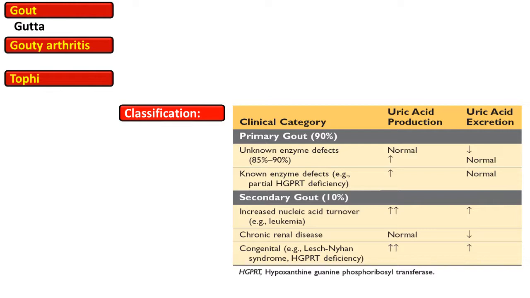Then secondary gout, which is responsible for only 10% of the cases, will result from certain conditions such as increased nucleic acid turnover, such as in leukemia, in which there is increased uric acid production and excretion is also increased. In chronic renal disease, the production is normal, but the excretion is decreased, and in congenital conditions such as Lesch-Nyhan syndrome and HGPRT deficiency, the production is more and excretion is also more.